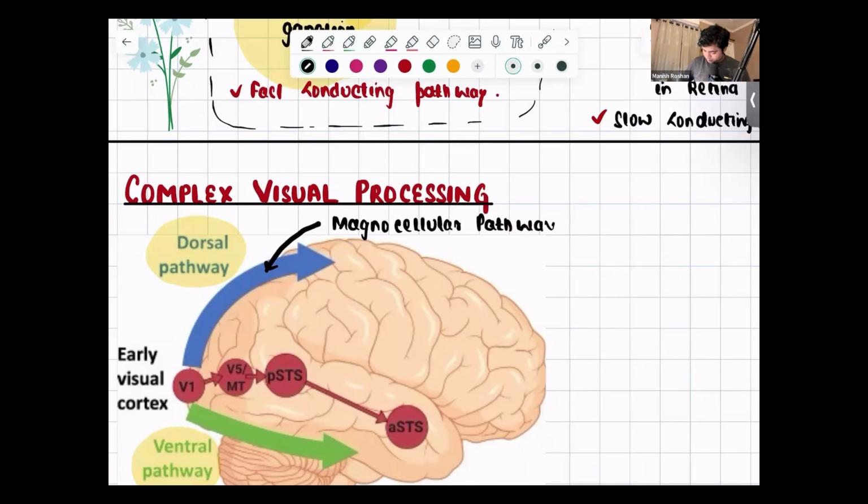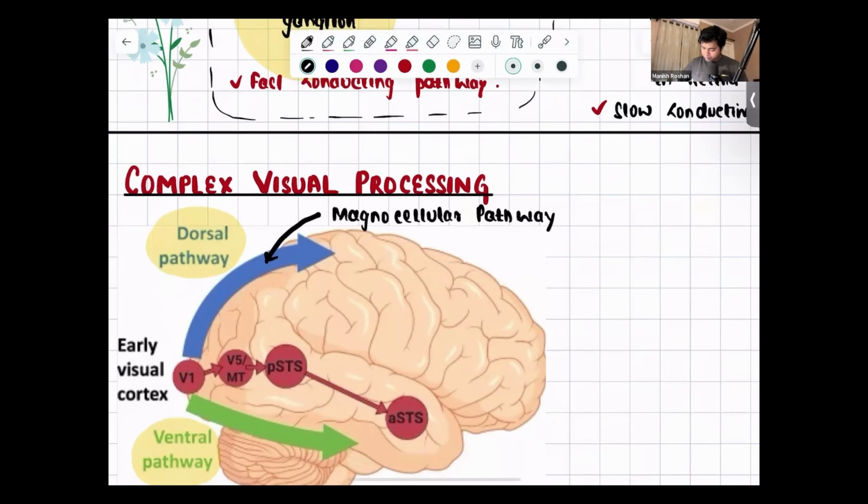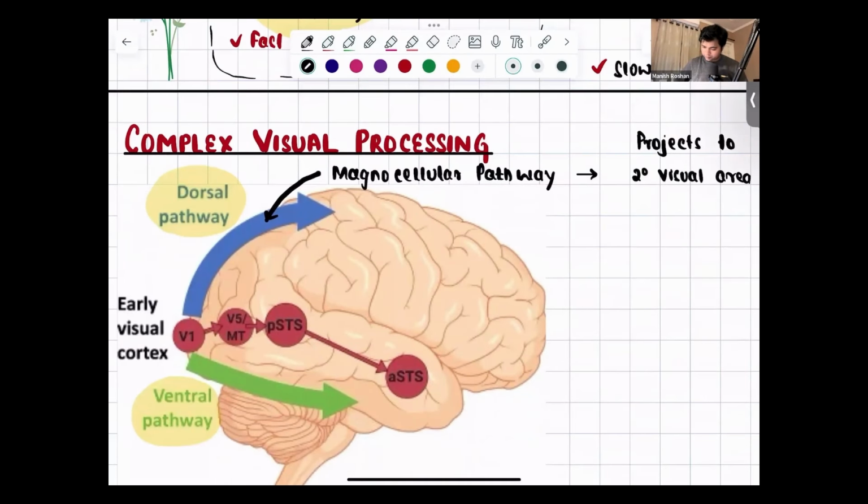As you can see, these are all arising from the lateral geniculate body, and going from the occipital lobe to different regions of the brain. The dorsal pathway, the magnocellular pathway, projects to the secondary visual areas, that is V3A and V5. We'll see this, don't worry.